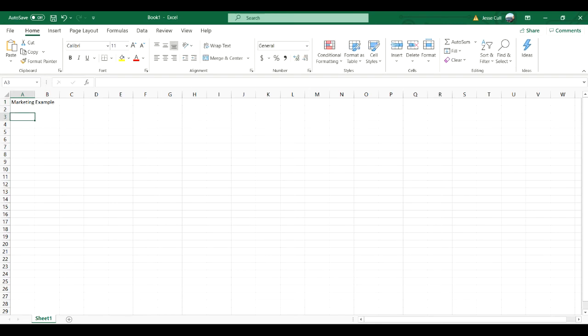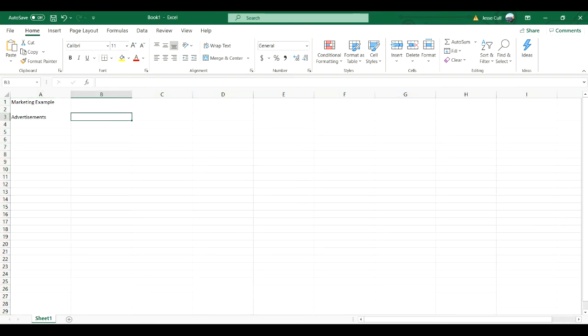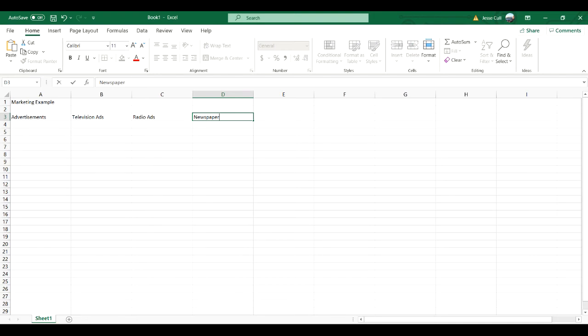Now, as before, what do we enter here? Very simply, our choices. So in this situation, advertisements. But let's make everything a little bit bigger, just for simplicity's sake. And our first advertisement is television ads. Our second, radio ads. And our third, newspaper ads.